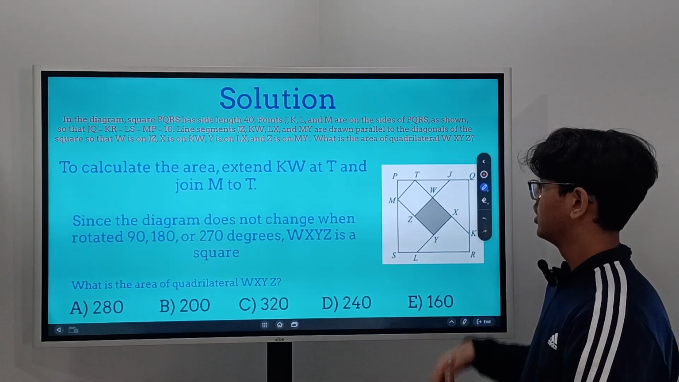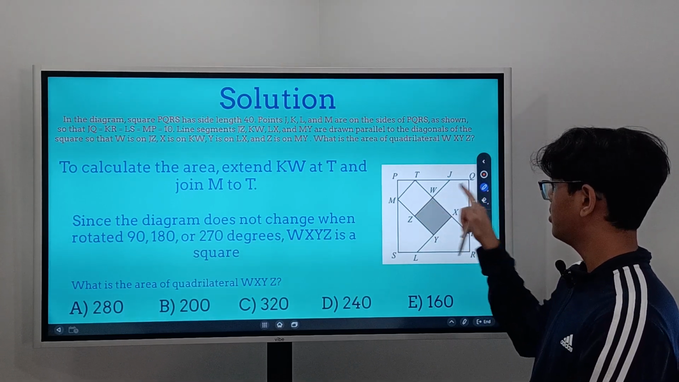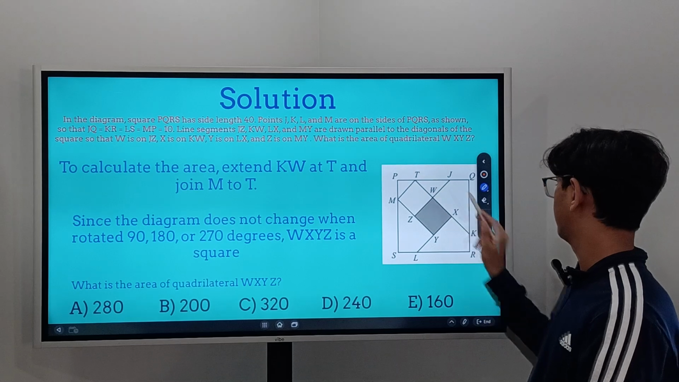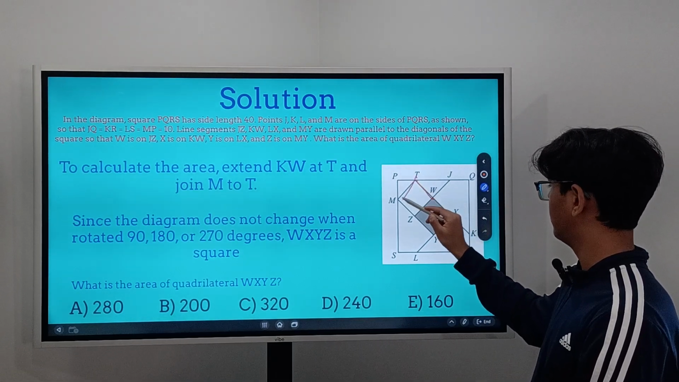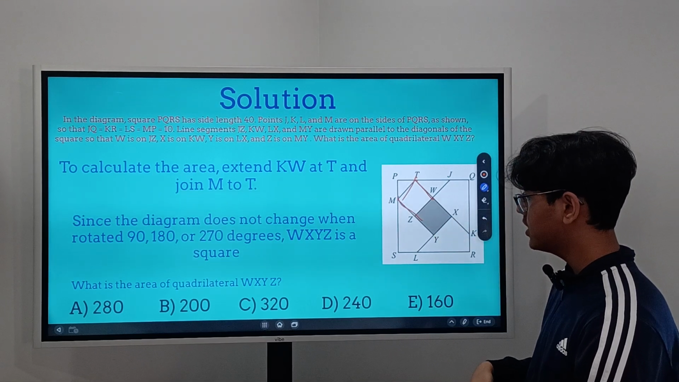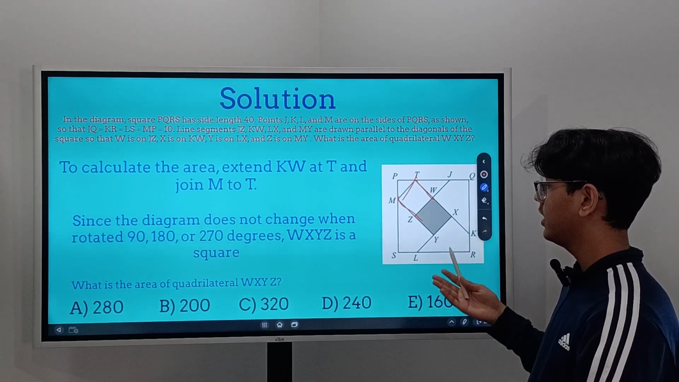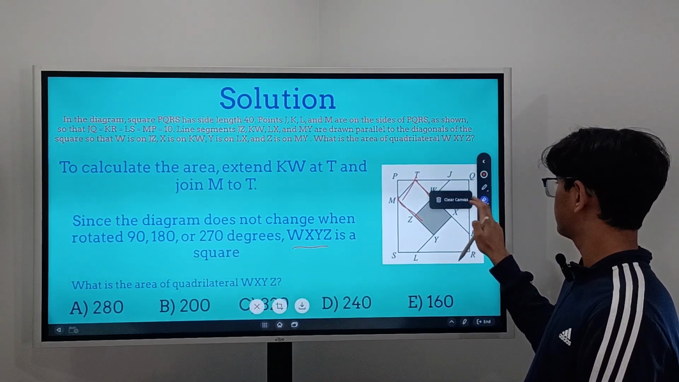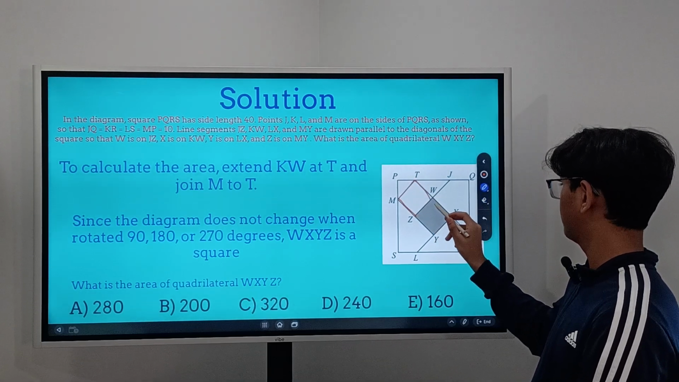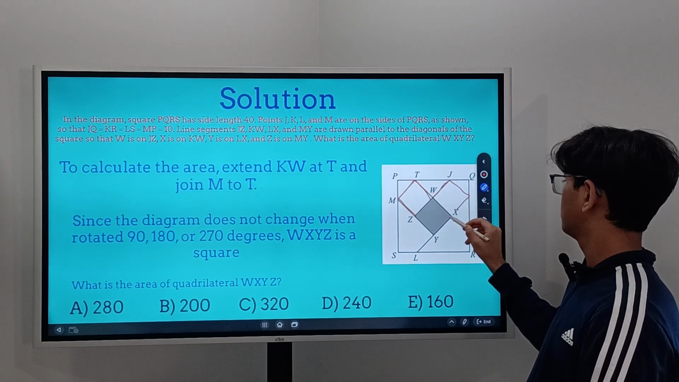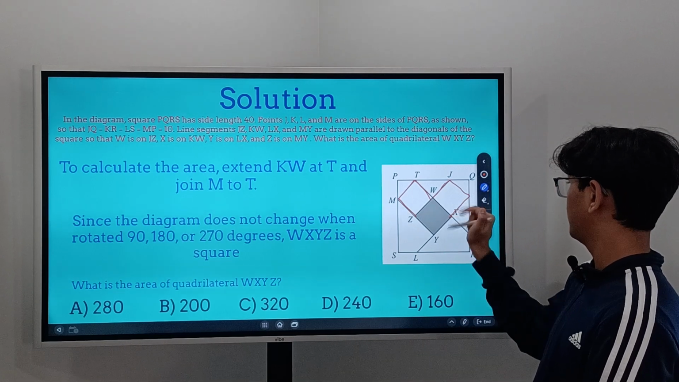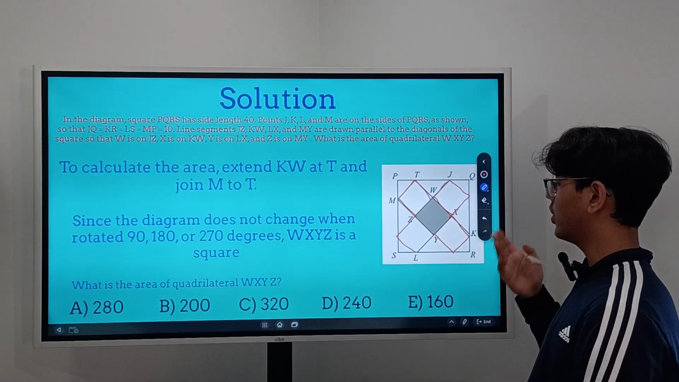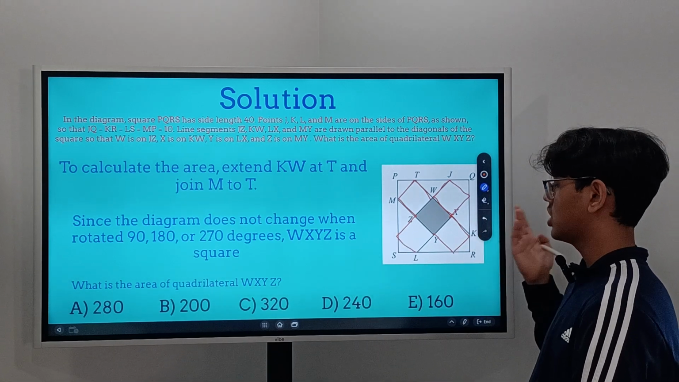Furthermore, to calculate the area, we're going to extend KW all the way until T, and then join T to M. And same thing here, we connect from Z all the way to M and make this line here. So it looks like this. Now since the diagram does not change when it's rotated 90 degrees, 180 degrees, or 270 degrees, WXYZ is a square. Even if we rotate this, let's say we took this here and pushed it over here, it's going to look like this. As we rotated it 90 degrees, it's still going to be a square. And if we rotate it over here, it's still the same, and here it's still the same. So we know that it's a square since the shape doesn't change as we rotate it.